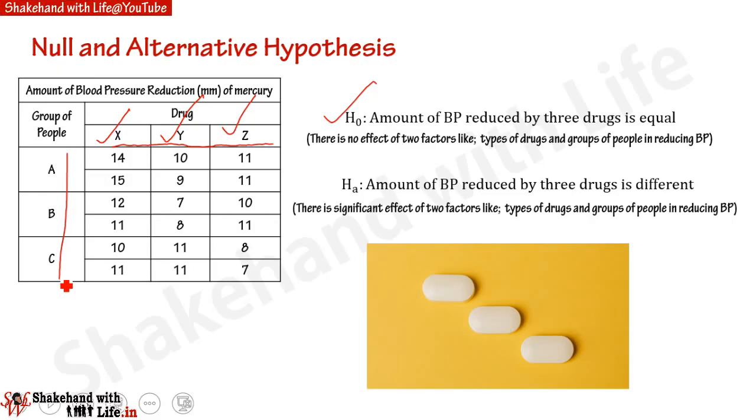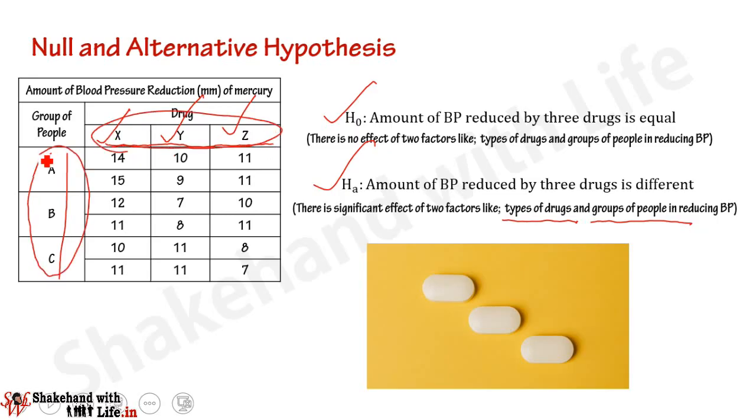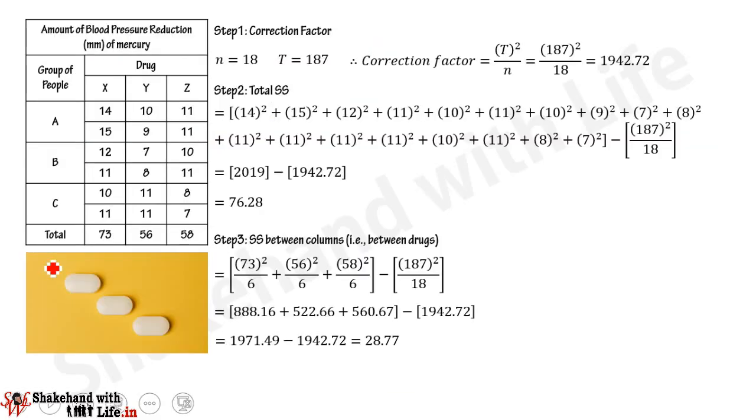And what is our alternative hypothesis? The alternative hypothesis is assumed as the amount of BP reduced by the three drugs is different. So it implies there is a significant effect of the two factors, the types of drugs and the groups of people. These two categories significantly affect the result or the outcome, which is the effectiveness of the three drugs in reducing the blood pressure.